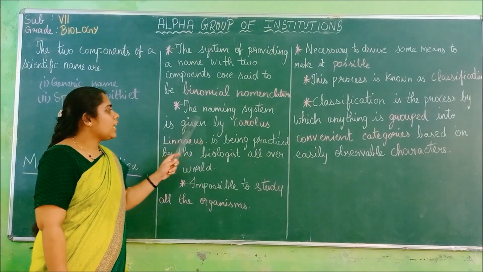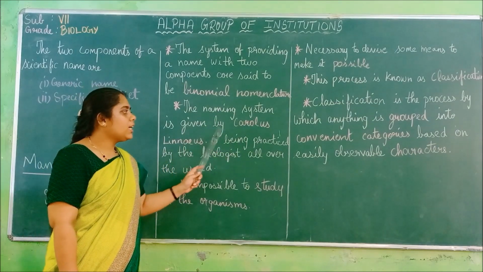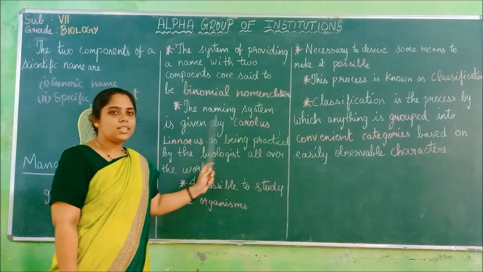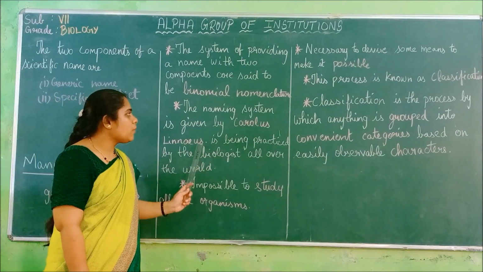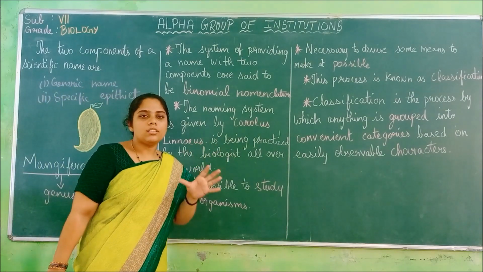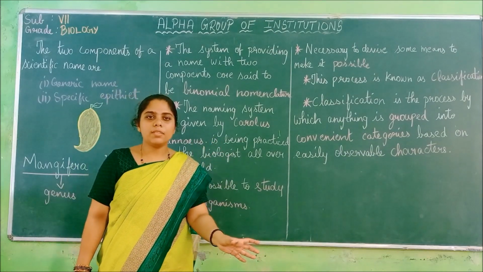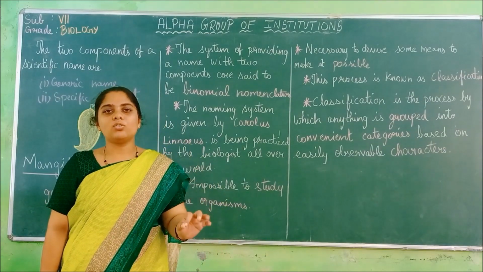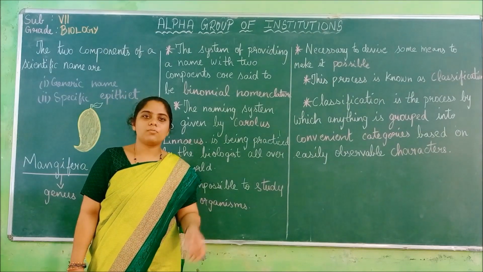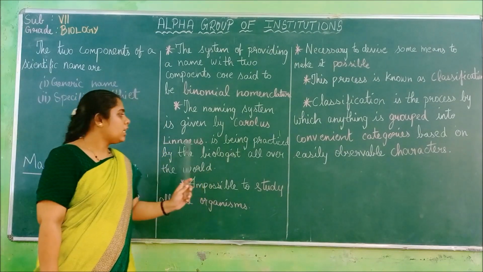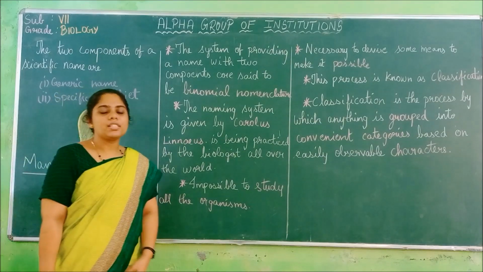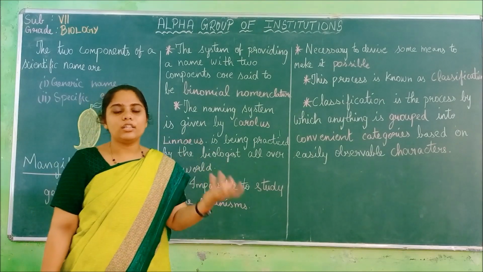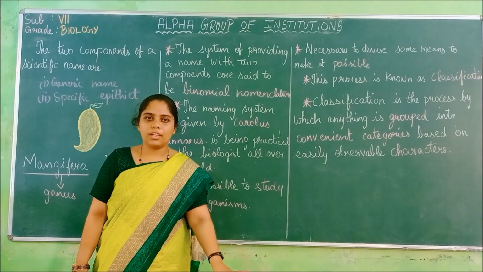And the naming system was given by Carolus Linnaeus. Carolus Linnaeus found this binomial nomenclature, that is, naming the scientific name with the generic name and species name. To identify any organism, it needs a generic name and a species name. So that was said by Carolus Linnaeus. He is one famous taxonomist. Taxonomists are those who deal with the naming of plants, identifying organisms and classifying them.